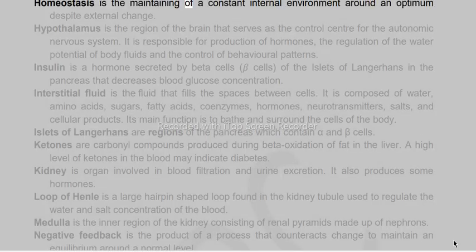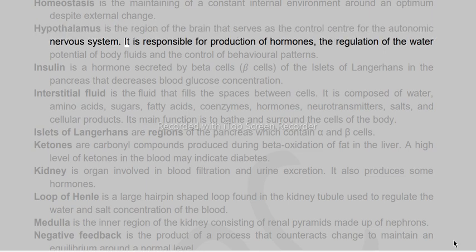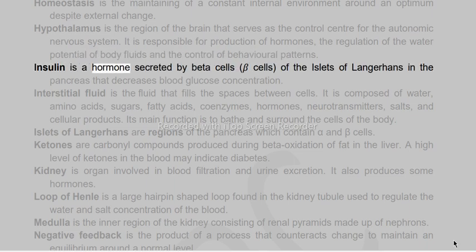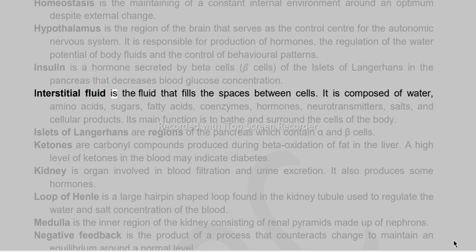Homeostasis is the maintaining of a constant internal environment around an optimum despite external change. Hypothalamus is the region of the brain that serves as the control center for the autonomic nervous system. It is responsible for production of hormones, the regulation of the water potential of body fluids, and the control of behavioral patterns. Insulin is a hormone secreted by beta cells of the islets of Langerhans in the pancreas that decreases blood glucose concentration. Interstitial fluid is the fluid that fills the spaces between cells.